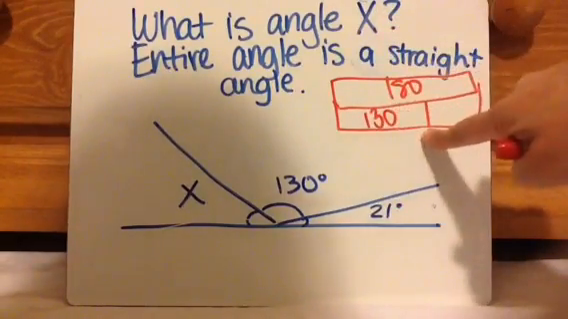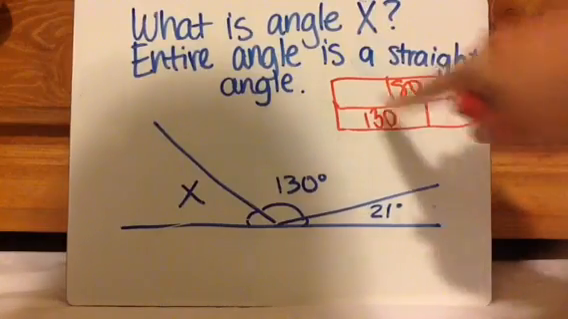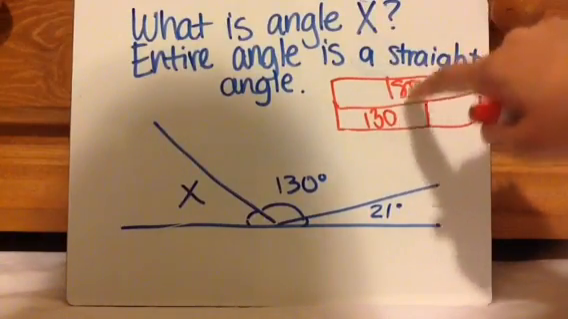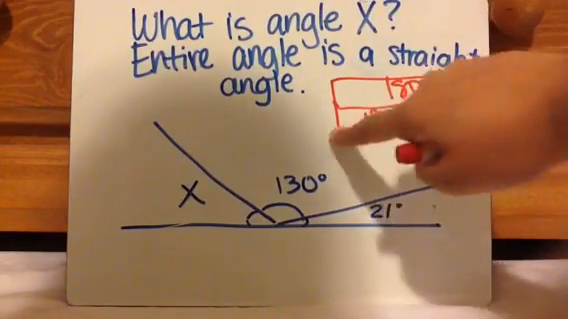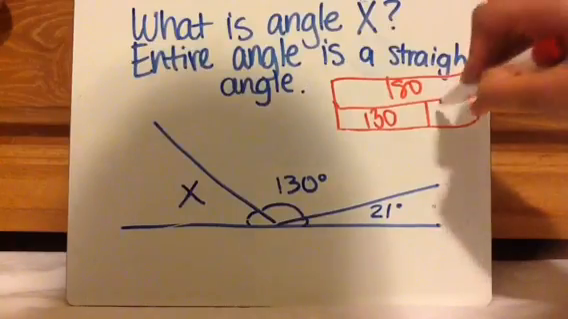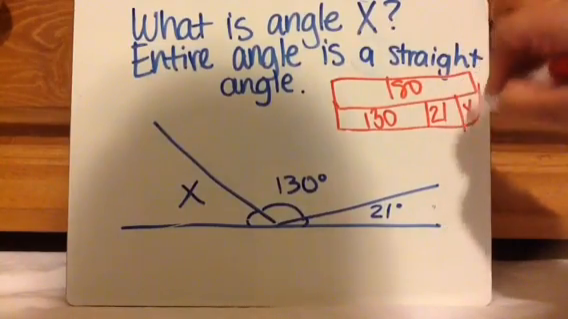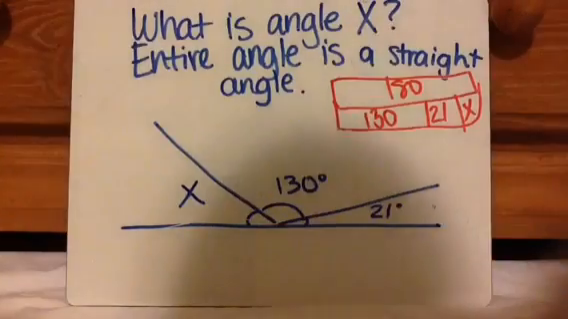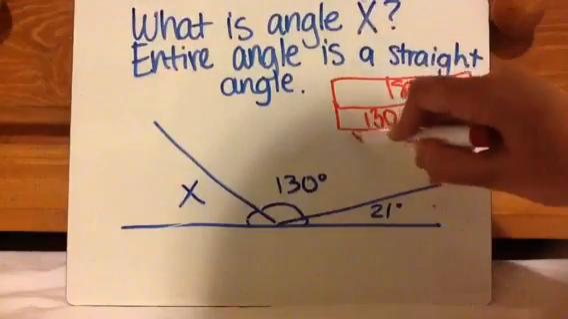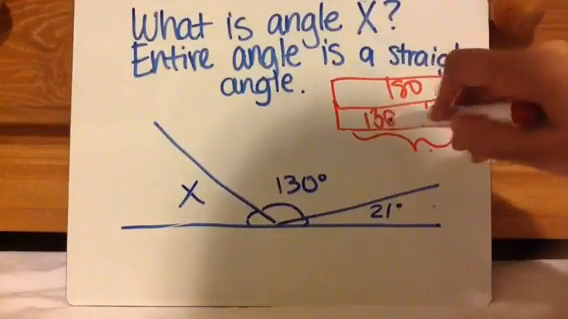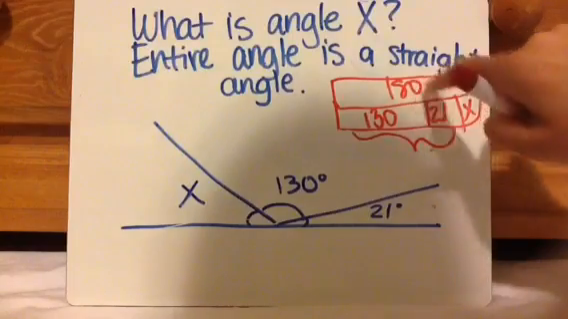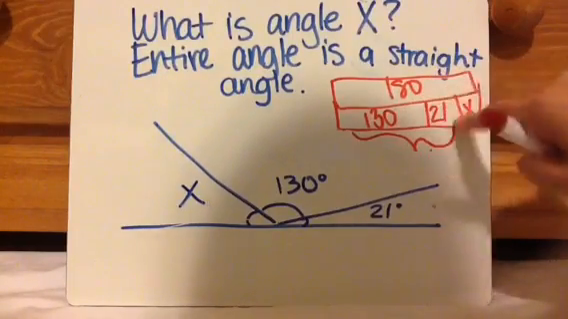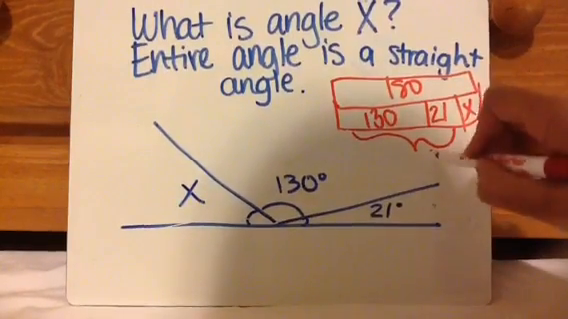Notice I drew this quite a big piece because if it's 180 and I have 130, that's a majority of it. And then I have 21, and then I'm looking for X. So X should be small. It shouldn't be a huge angle. So you have two options. You can add up these two and subtract it from 180, or do 180 minus 130 and then take that and minus 21.